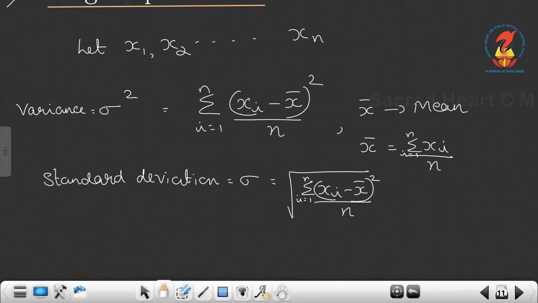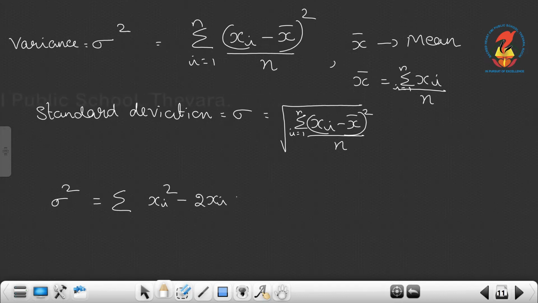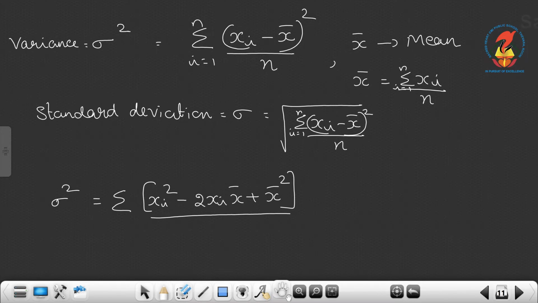Now, children, we can expand this. There is another formula also for that. We can expand sigma square, which is equal to sigma fi into xi minus x bar whole square, using the a minus b whole square form, a square minus 2ab plus b square, by n square.